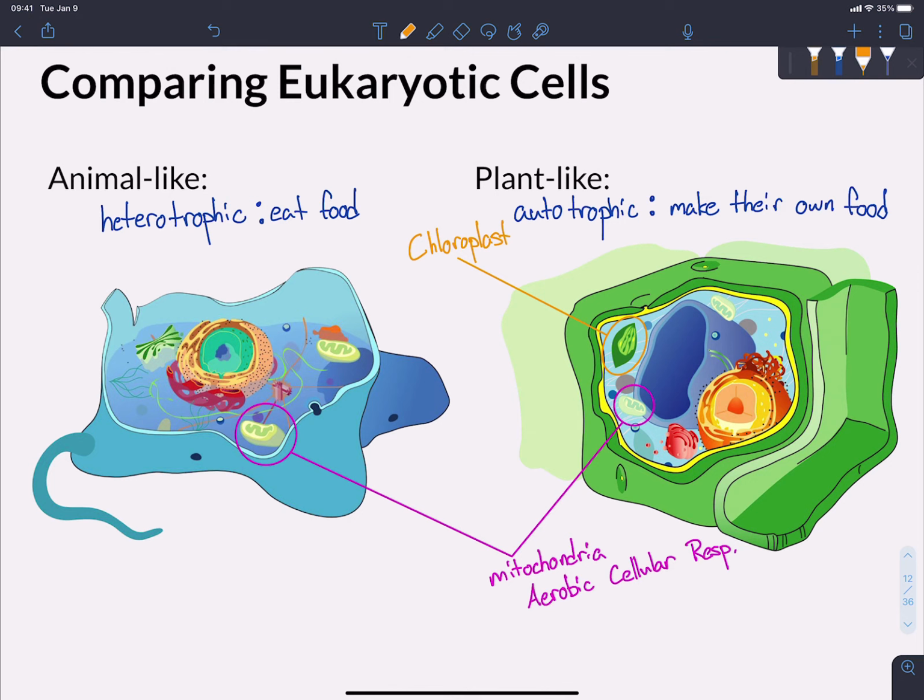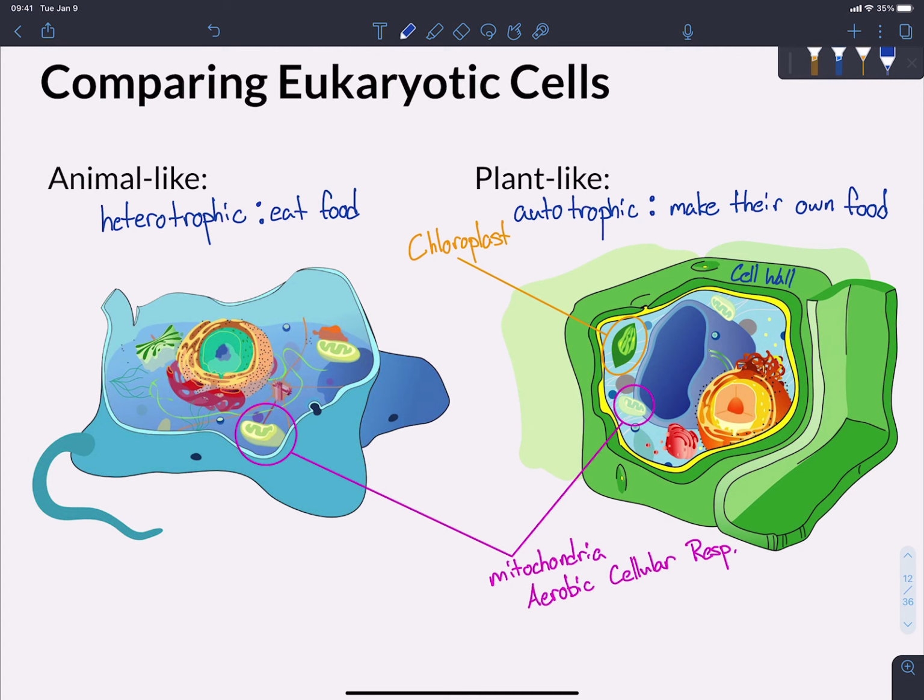So notice that only the plant-like cells have chloroplasts. The animal-like cells do not. You can see a couple of other major differences in these two cellular structures. Probably the main one is that the plant-like cell has this box-like structure surrounding it, yeah? That box-like structure is called the cell wall, and I'll just write it on it right here.